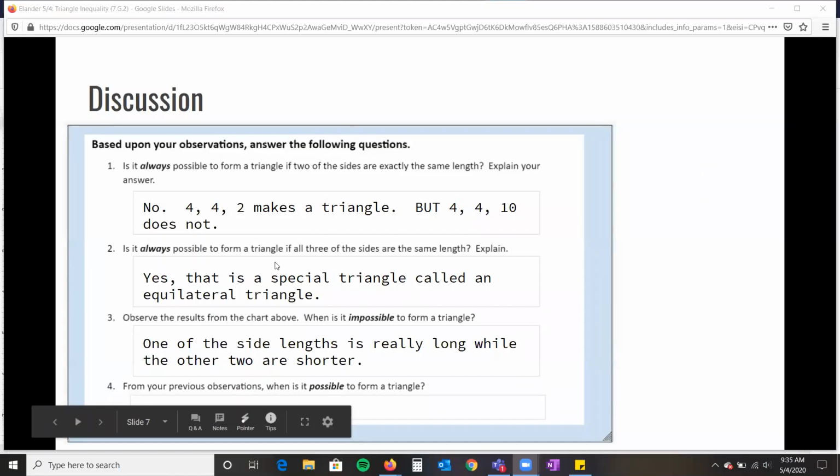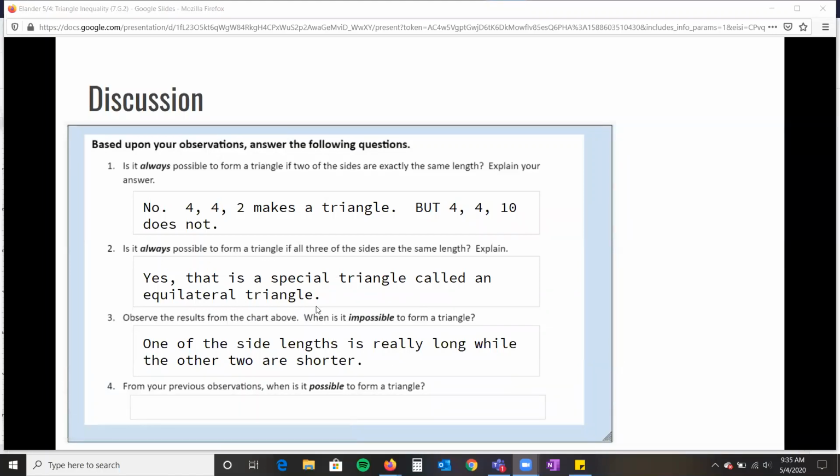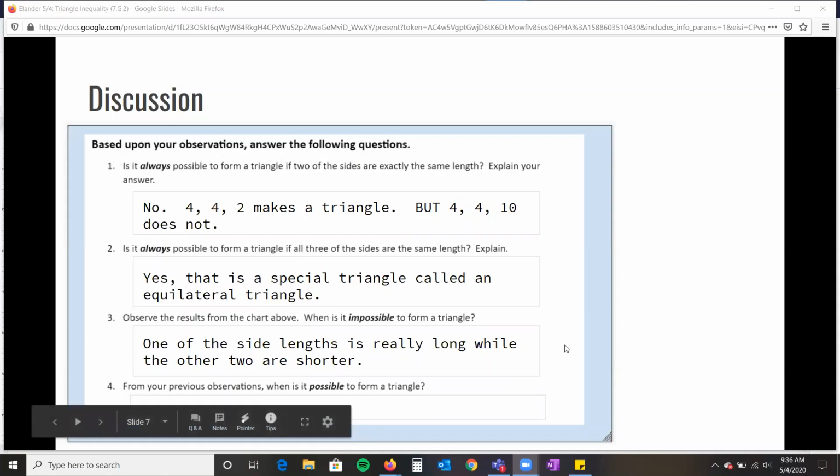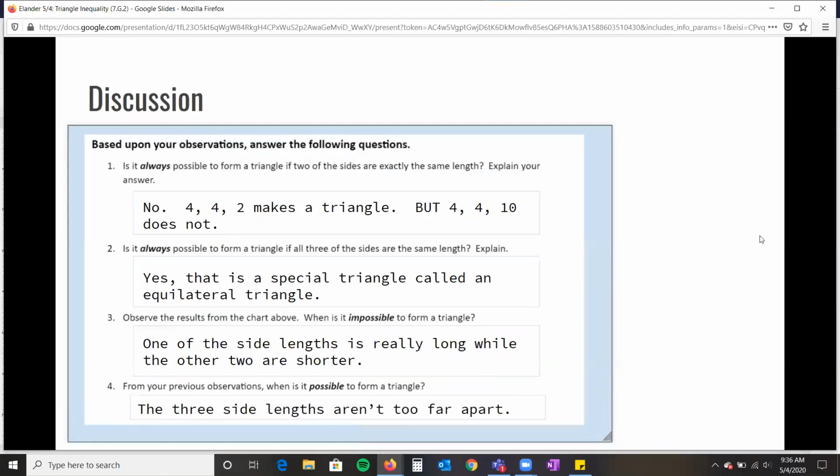So we know that it's always possible to form a triangle when all three side lengths are the same, because that's called an equilateral triangle, and if it's 3, 3, 3 or it's 8, 8, 8, we know that that'll always work out. And then, so when is it possible to form a triangle? Like when the three side lengths aren't too far apart.